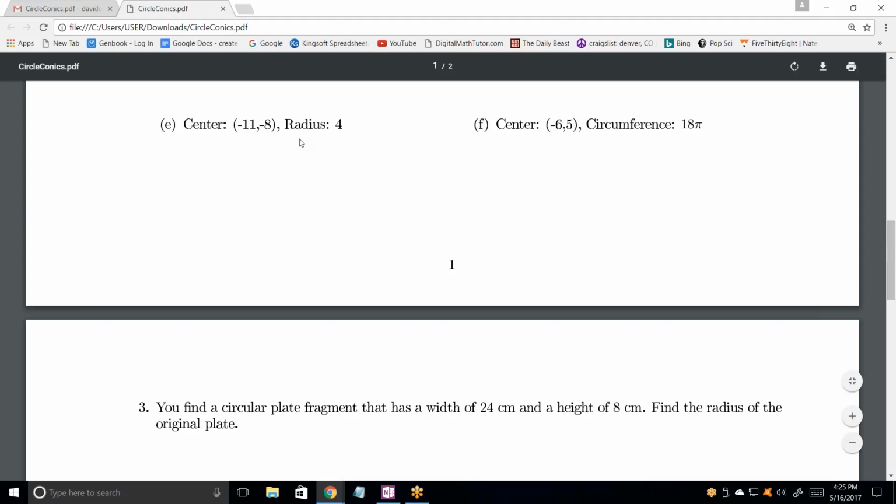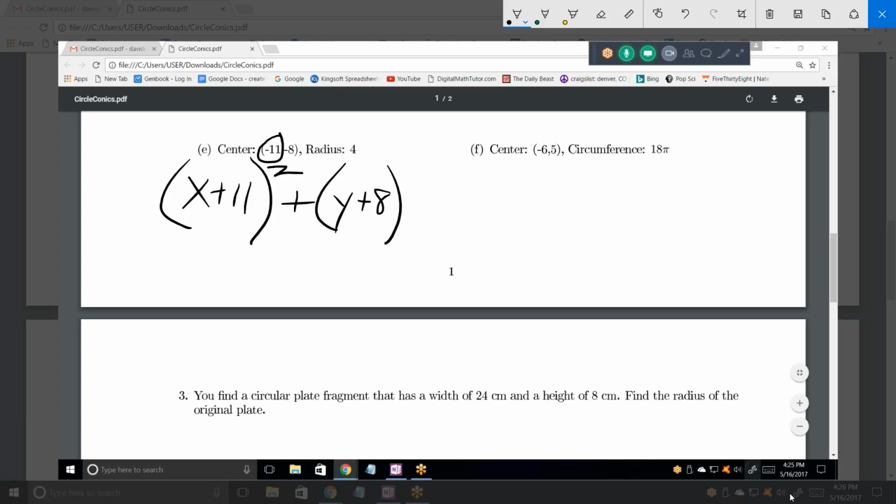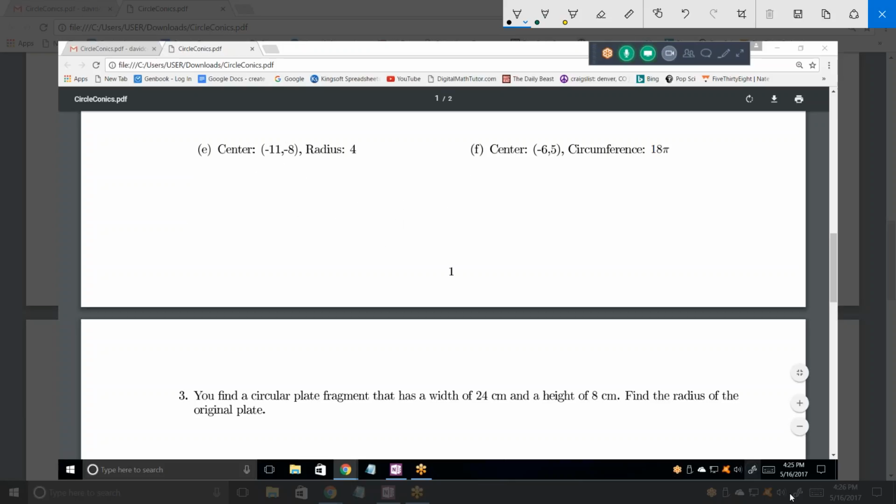Give me the equation of this circle. X minus H. Okay, this is H. So x plus 11, in parentheses, squared, plus y plus 8 squared equals 16. You got it. That's pretty easy to do.